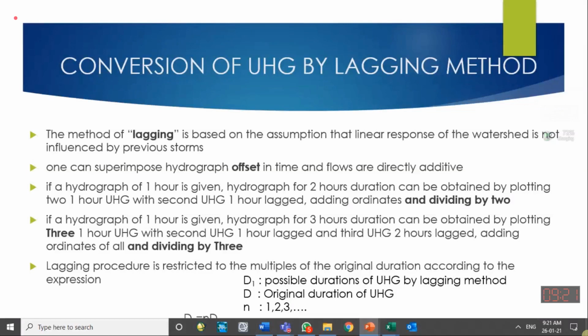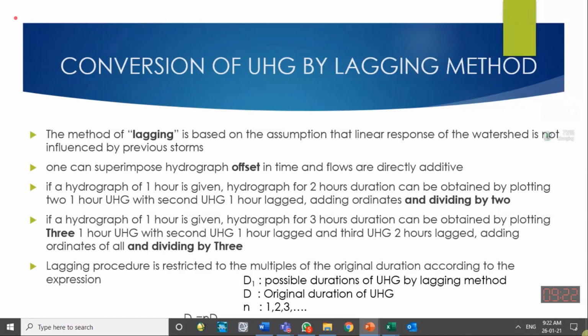If the conversion requires a multiple of the original duration, the lagging procedure is restricted to multiples of the original duration. For example, we have a 3 hour unit hydrograph already available and we want to convert it into 6, 9 or 12 hours, then the lagging method will be useful. If I want to convert that 3 hour unit hydrograph into 4 hours, the lagging method will not be suitable.